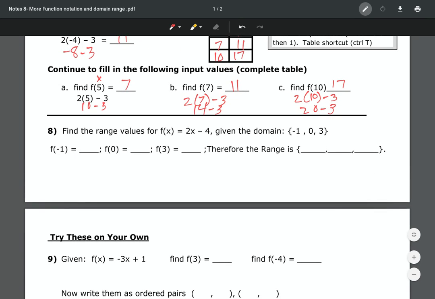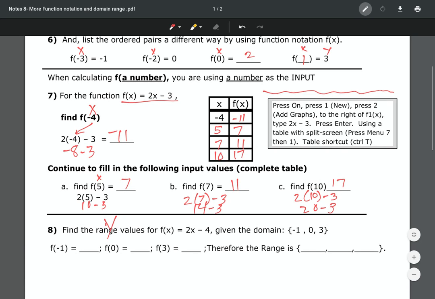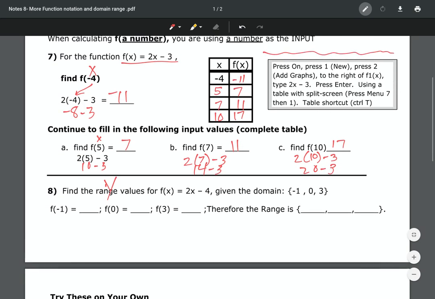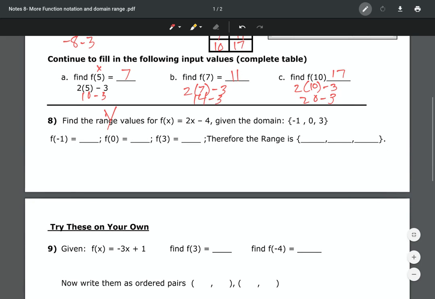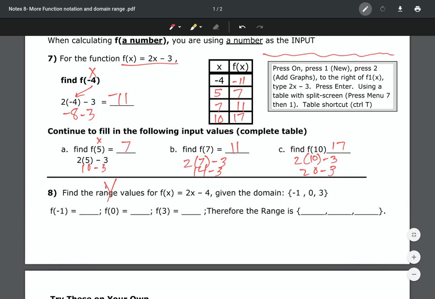All right, number 8 says find the range values for f of x equals 2x minus 4, given that the domain is -1, 0, and 3. So basically, we're going to be doing the same thing that we did on problem 7. So you were given the x values and you just had to find the y values.